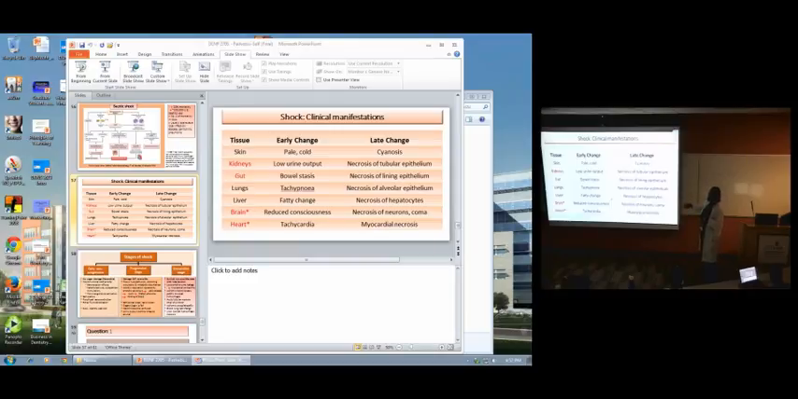In the early change, you have a series of signs where the skin is pale and cold, and you start having low urine output. Some of these things you still find in later stages, but it's over time. But the ultimate thing with the late change is that you have necrosis.